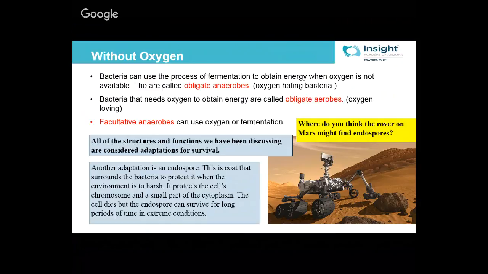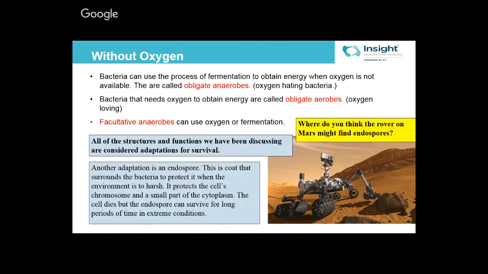Next, we have the bacteria that needs oxygen to obtain energy for cellular respiration, and they are called obligate aerobes. They are oxygen-loving. And then we have facultative anaerobes, and they use both oxygen and fermentation to break down their nutrients into a usable form.